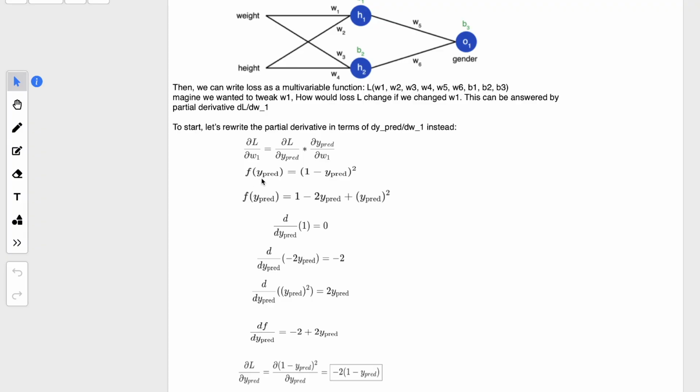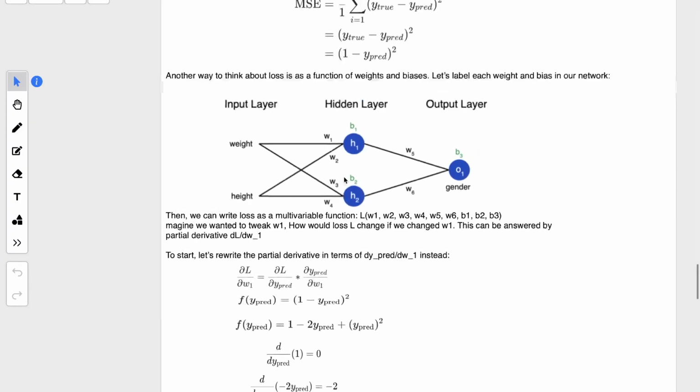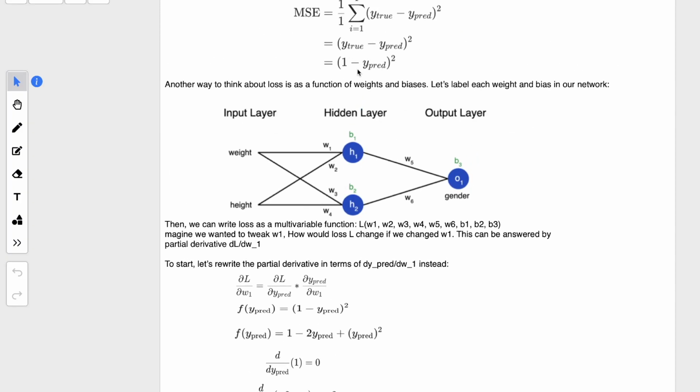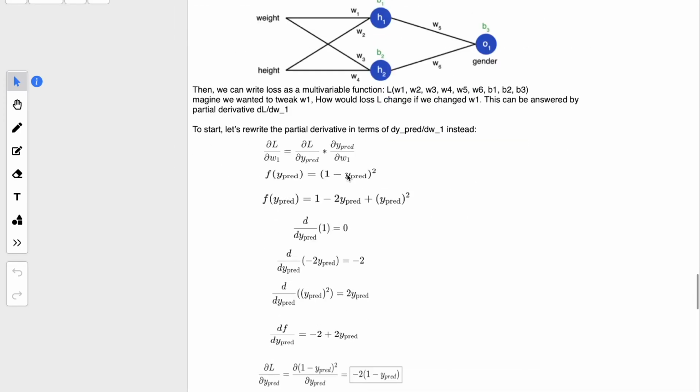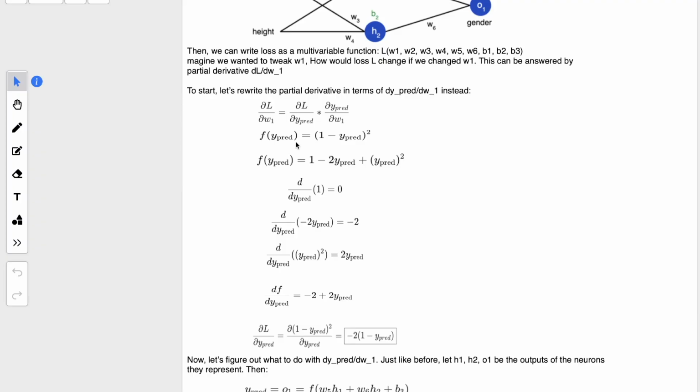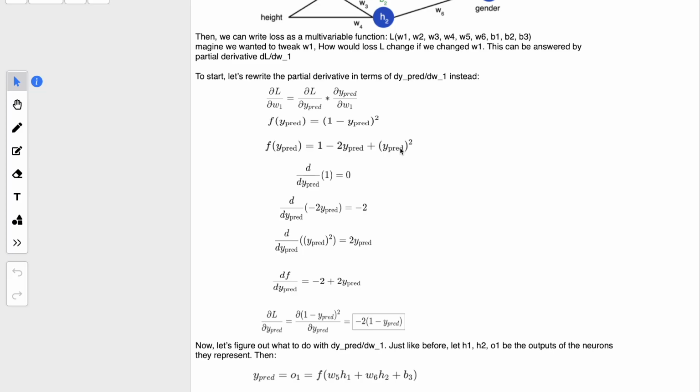So we know our loss function is (1 minus ypred) whole square for one data point. For all these calculations, just assume we have only one data point. Now if we use the (a minus b) whole square formula, it is something like this: 1 minus 2 ypred plus ypred whole square. This is the function that we have.